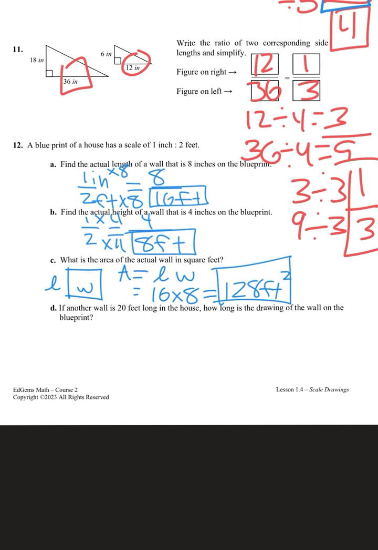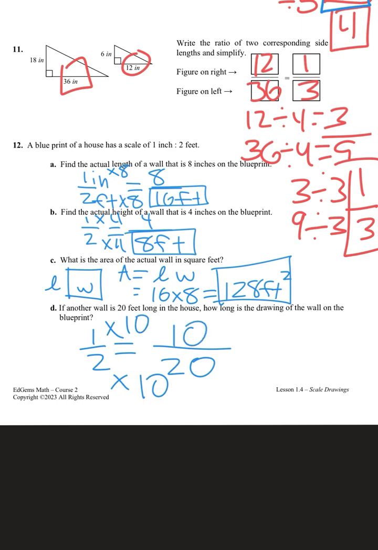On part D, it says, if another wall is 20 feet long in the house, how long is the drawing of the wall on the blueprint? Same thing. Start with what we know. We know what the scale factor is. It's 1 to 2. And that's equal to, what do they give us in this problem? They give us the feet, so that's in the denominator. 20. So what is it going up by a factor of? In other words, what are we going to multiply 2 by to get 20? That's 10. And whatever we do to the bottom, we do to the top. And 1 times 10 is 10. And it's 10 what on the drawing? It's 10 inches. That is my final answer.